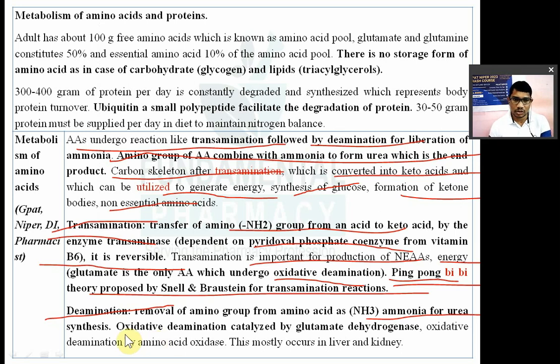Now oxidative deamination is catalyzed by glutamate dehydrogenase. Oxidative deamination takes place in the liver only, because glutamate dehydrogenase activity is present in the liver only. Oxidative deamination by amino acid oxidase mostly occurs in the liver and kidney. Are you getting it or not?